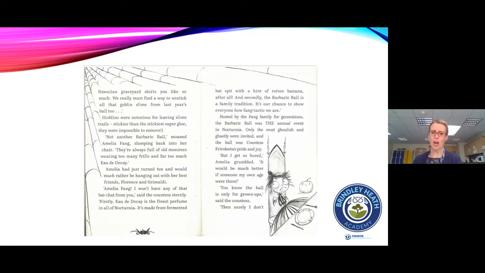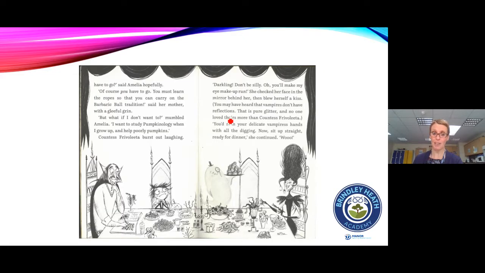You know the ball is only for grown-ups, said the Countess. Then surely I don't have to go, said Amelia hopefully. Of course you have to go.